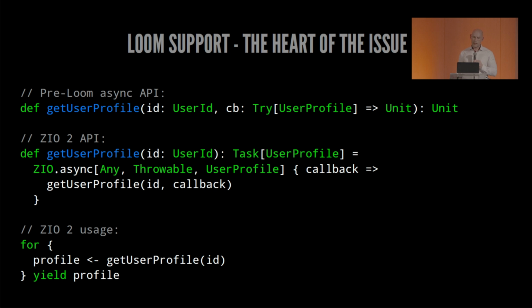And thinking about this, the heart of the issue behind the big difference between ZIO 2's async performance and Loom's async performance is this operation called async. What async does, you can see it right here: async allows you to turn a callback-based API into a nice ZIO effect that hides the callbacks.